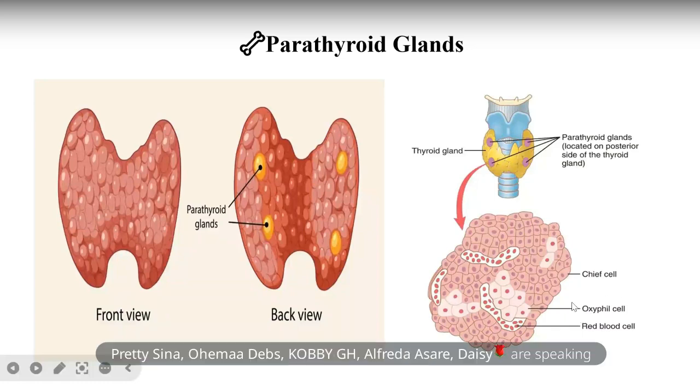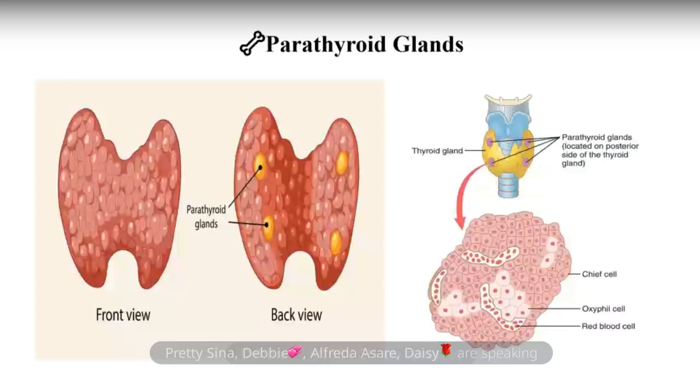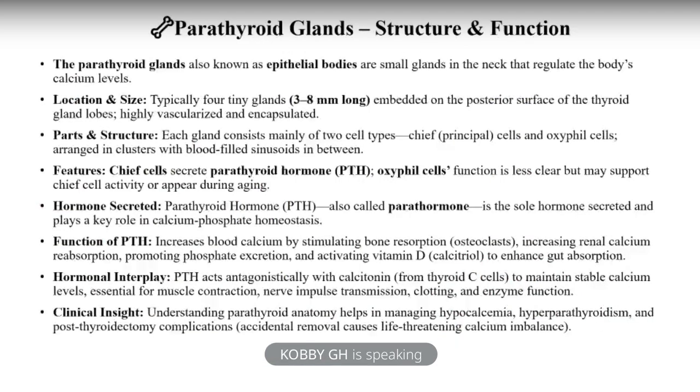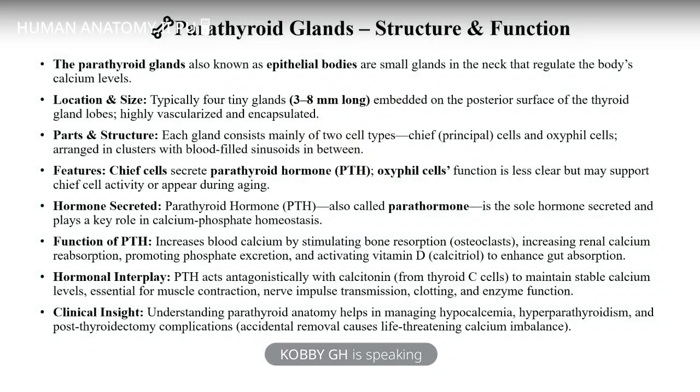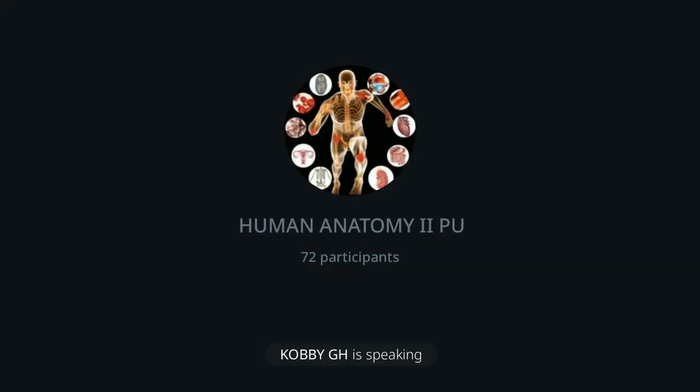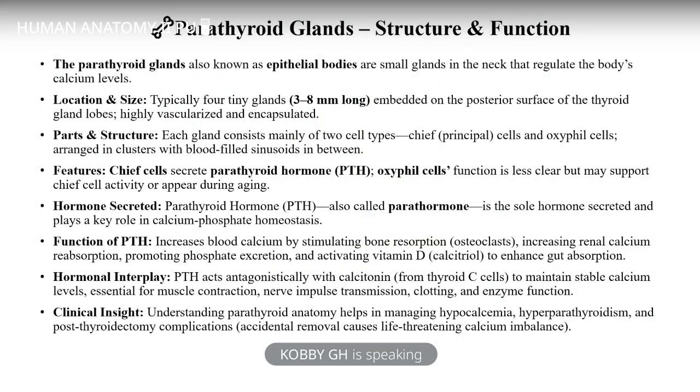Ossicle cells. Great. So we have two different types of cells in the parathyroid gland: the chief cells and the ossicle cells. The reason why we call it chief is that chief is the boss. It's the chief cells that actually produce the parathyroid hormone, which does the main work of the gland. That's why we call it the chief cell, meaning the boss cell.